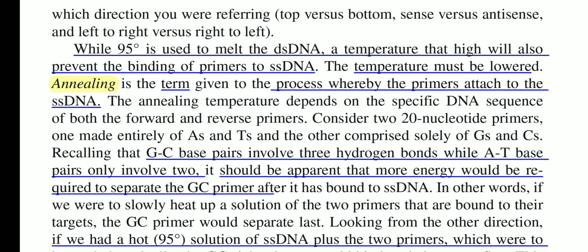90 degrees is used to melt the double-stranded DNA. A temperature that high will also prevent the binding of primer to single-stranded DNA. The GC base pair involves 3 hydrogen bonds, while the AT base pair only involves 2. It should be apparent that more energy will be required to separate GC pairs.